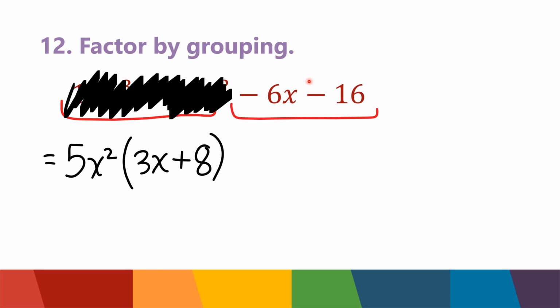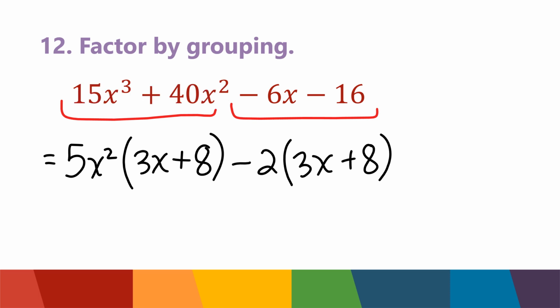Negative 6x and negative 16. What factor do they have in common? They both have a 2 in common, right? 2 goes into both of those. And even more than that, a negative 2 goes into both of those because both of these are negative. So I'm going to pull out a negative 2, so I'm going to divide by negative 2. Negative 6x divided by negative 2 is 3x. Negative 16 divided by negative 2 is positive 8.